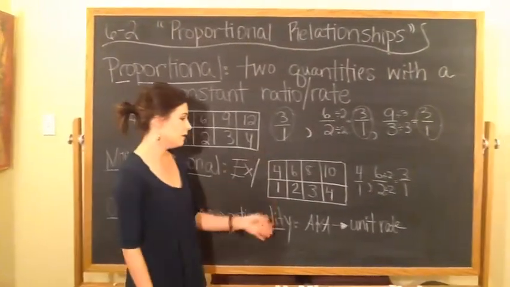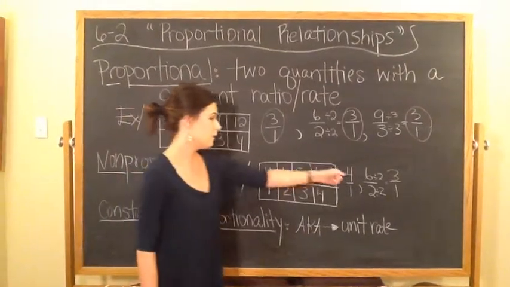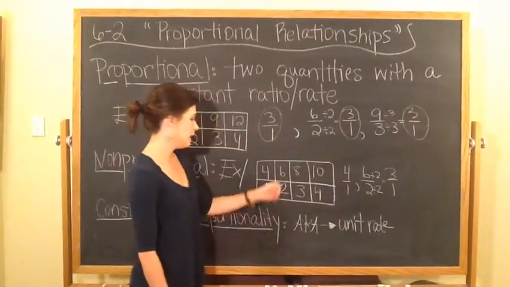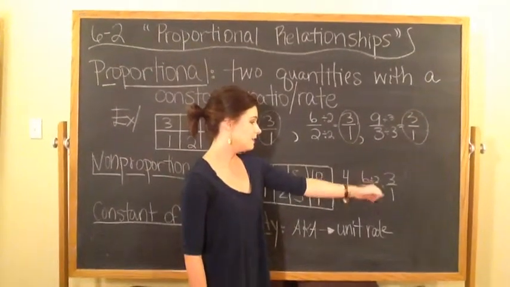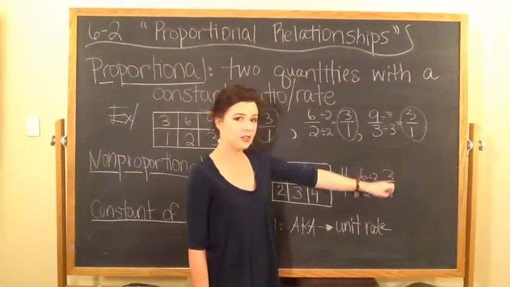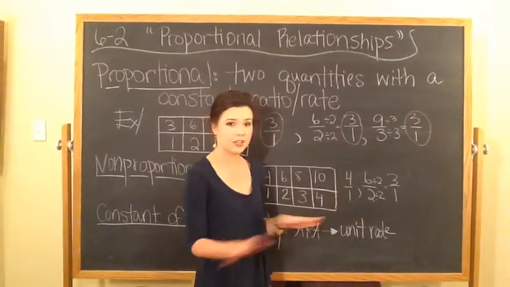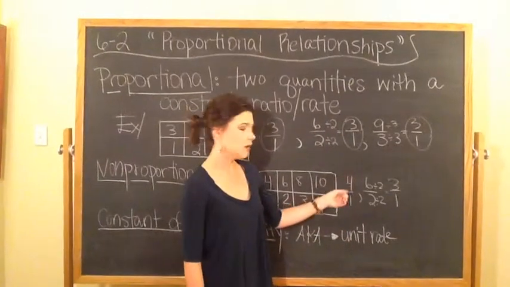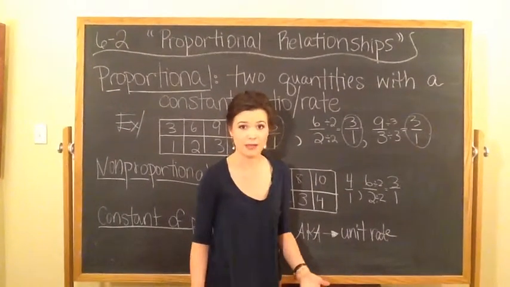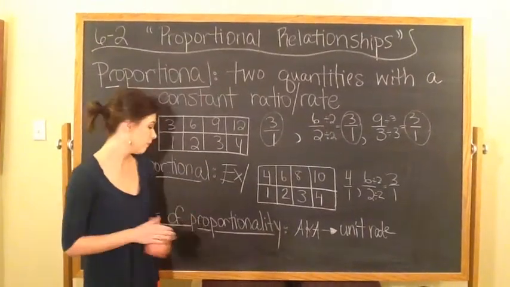So what does it look like when you run into an example that looks non-proportional? If we are given data like this and we have 4 to 1, which is already simplified, and then we have 6 to 2, and I simplify it and find that the unit rate of 6 to 2 is 3 to 1. Right here, we can already tell that the data is not proportional because 4 to 1 and 3 to 1 are not the same. They're not balanced.